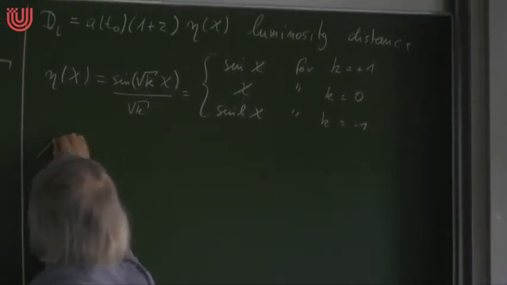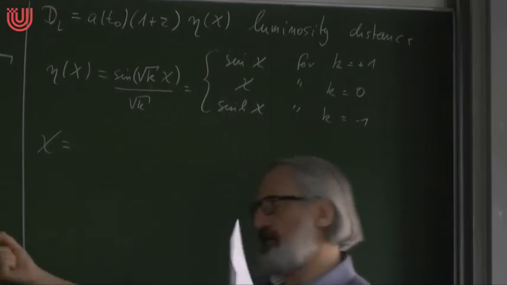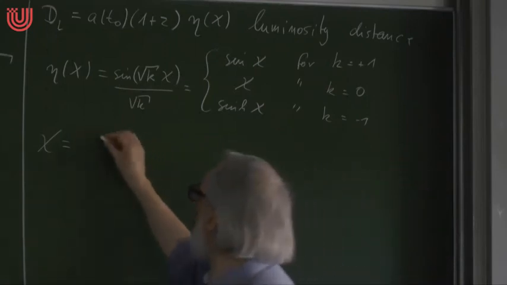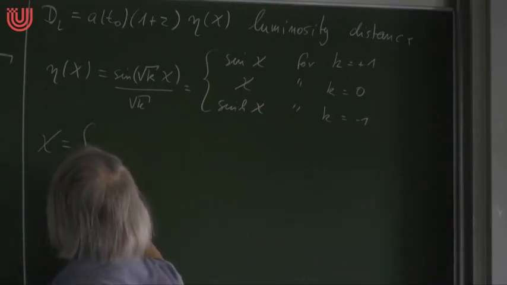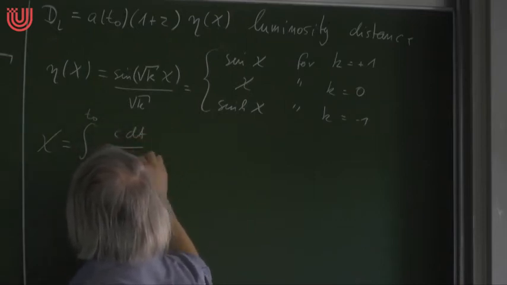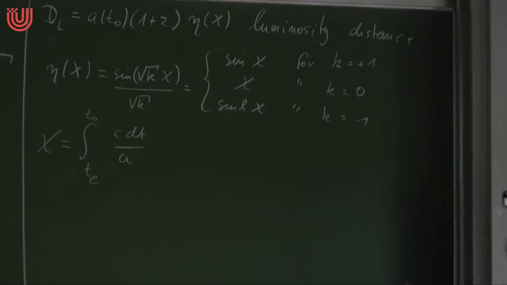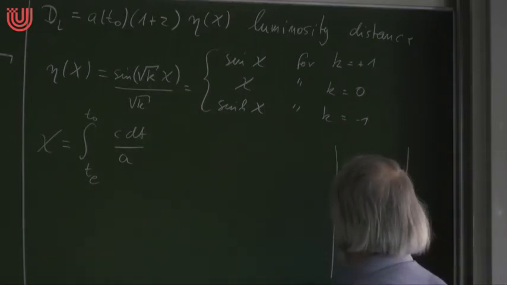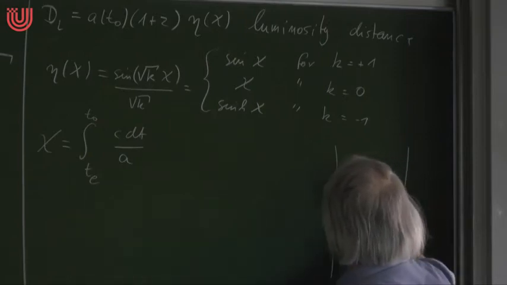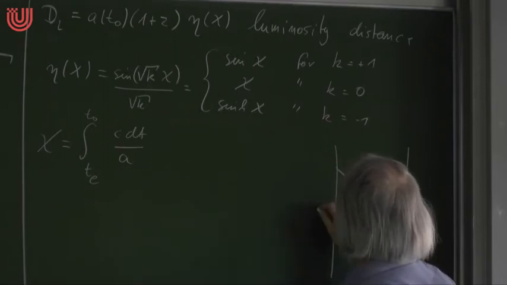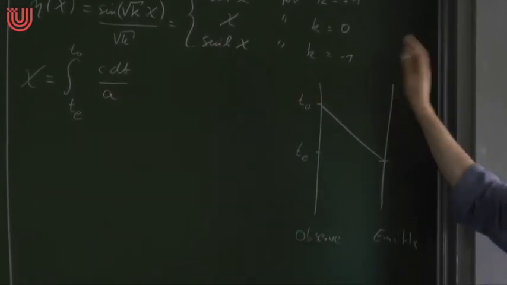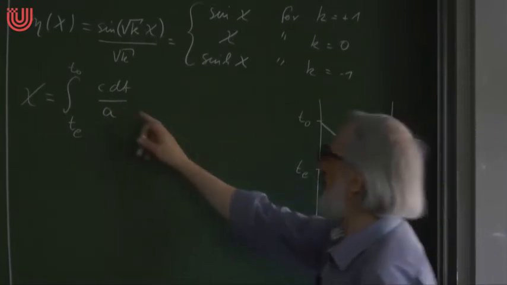Well, we have to recall what the chi was. The chi was the co-moving distance between the two world lines, emitter and observer, and it was given by an integral from emitted time to observed time, c dt over a. So the situation is this: here you have an observer, here you have an emitter. The emitter sends a light ray, and here we have the time t_E, and here we have the time t_O. Of course, it's not a straight line in general. It's maybe arbitrarily curved depending on the scale parameter.